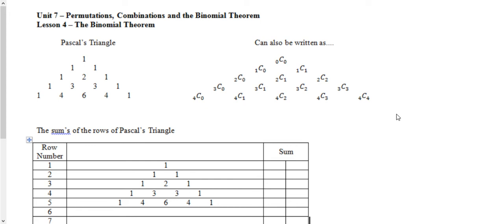Hi everyone, welcome to lesson 4, Binomial Theorem. Today we're going to start to talk about Pascal's triangle.